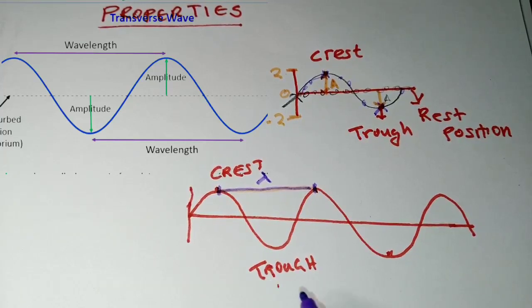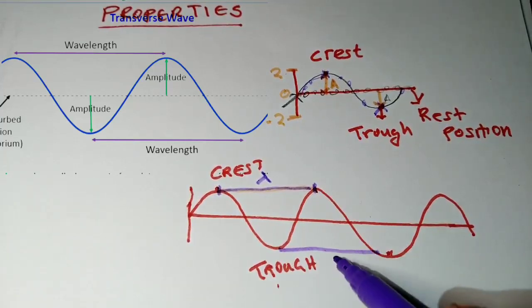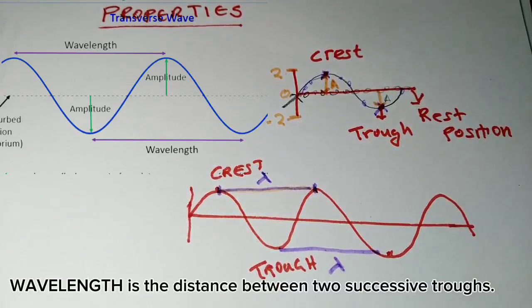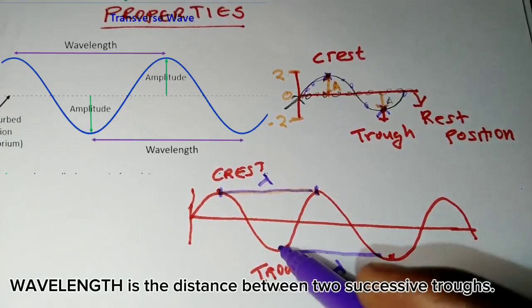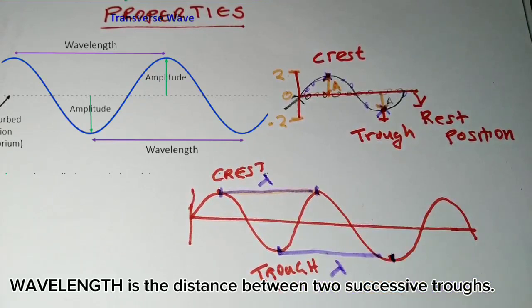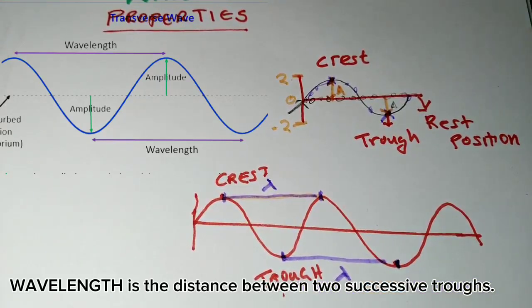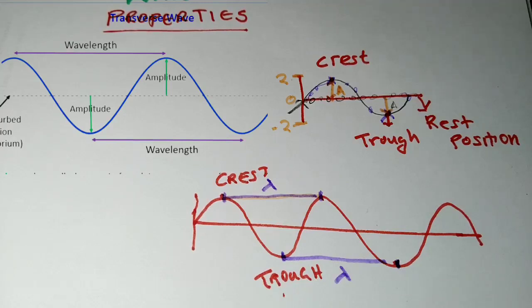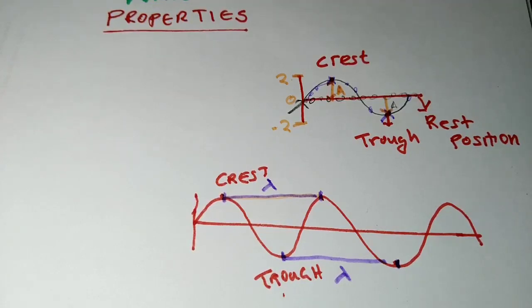Definition number two: wavelength is the distance between two successive troughs. So from this trough to that other trough, that is also the wavelength. As we can see there, you have particles moving. From one crest to the next crest, it's simply the wavelength. So we have two definitions: the distance from one crest to the next crest, and from one trough to the next trough.